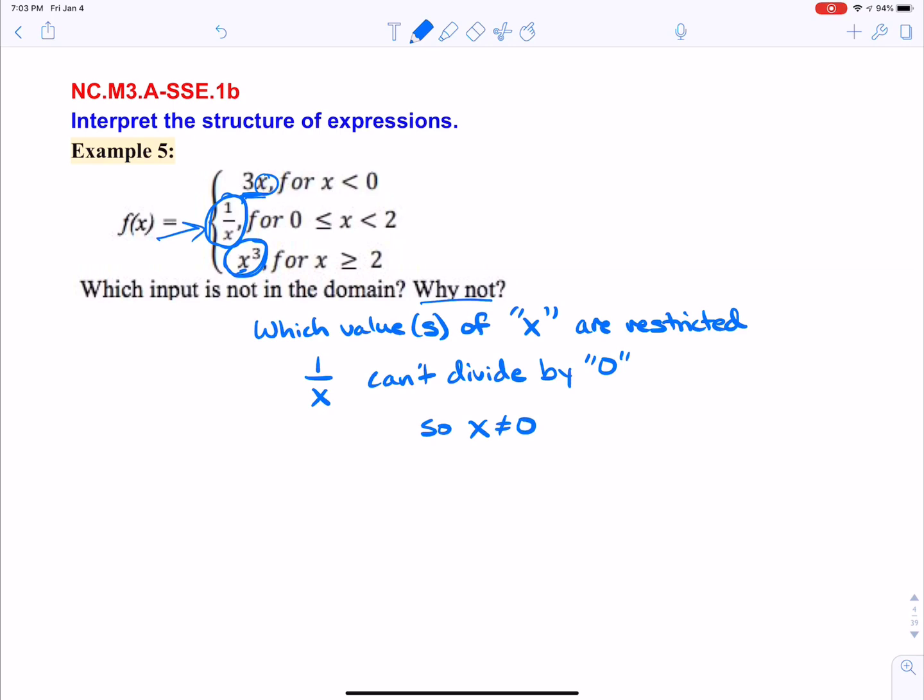So we can't divide by 0, so therefore x cannot equal 0. And that is all for this example.